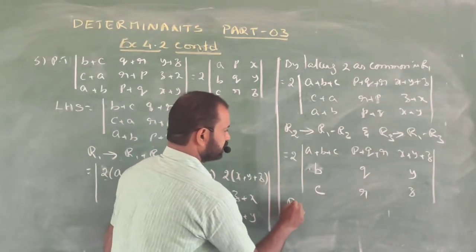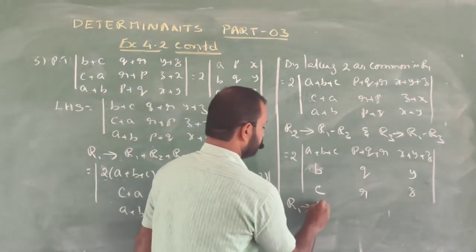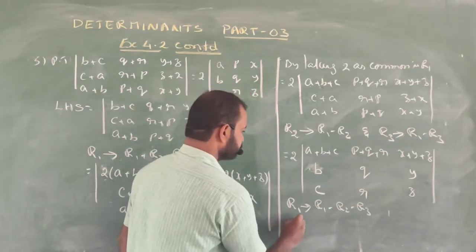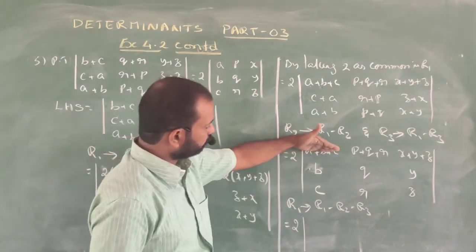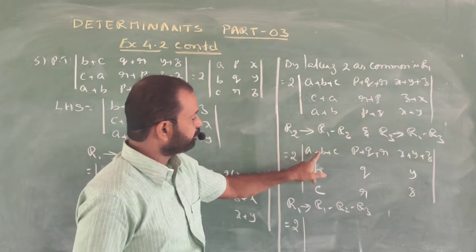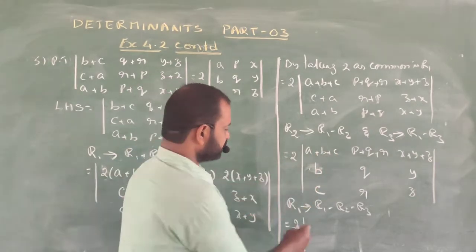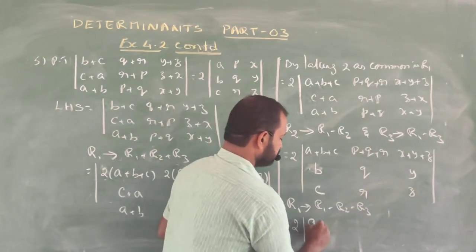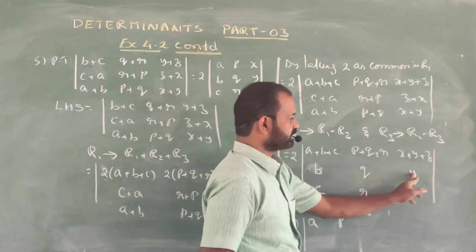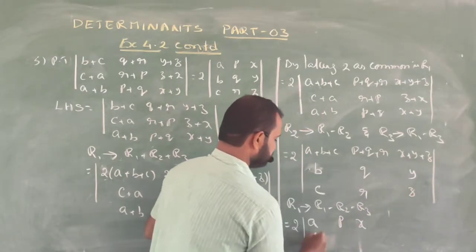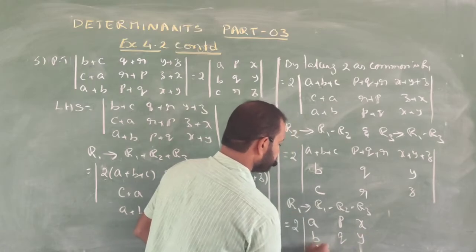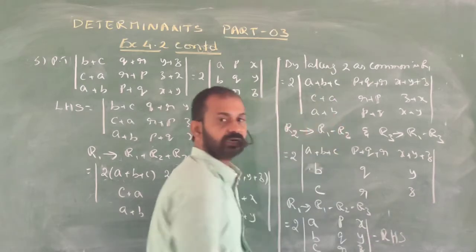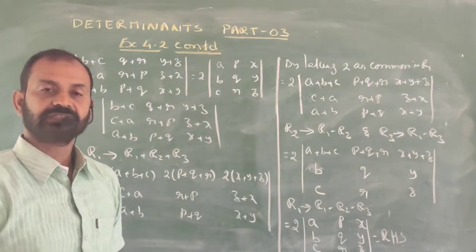This is very simple. That is R1 as R1 minus R2 minus R3, which is equal to twice of R1 minus R2 minus R3. A plus B plus C minus B minus C, this is A. P plus Q plus R minus Q minus R is P. X plus Y plus Z minus Y minus Z is X. B, Q, Y, C, R, Z. So, which is nothing but RHS. I hope this is clear to everybody.